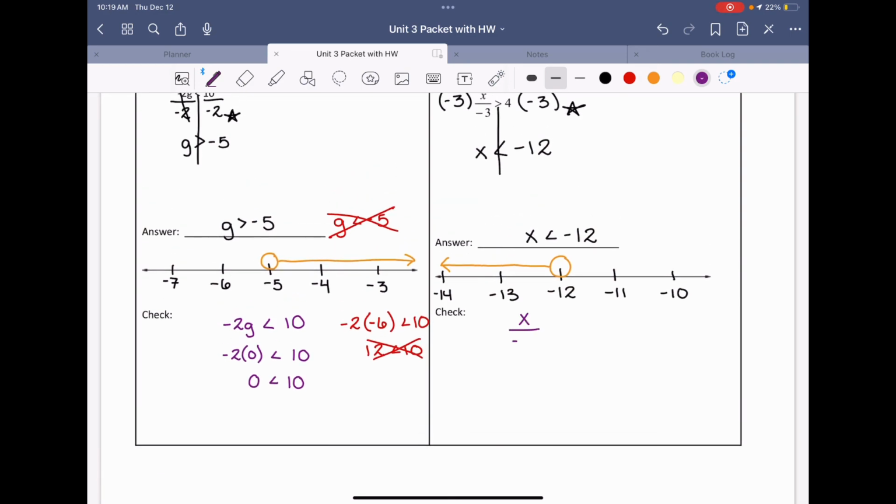X divided by negative 3 is greater than 4. I'm going to plug in a value that I know nicely divides by negative 3. So I'm going to choose negative 15 divided by negative 3. If you get a decimal answer because you plug in 13 or 14, that's fine. You just have to write that out. So negative divided by a negative is a positive, so be careful there. This is going to be positive 5. That's how I know it's greater than 4, because if I got a negative, that wouldn't work. So this checks, and we're all set.